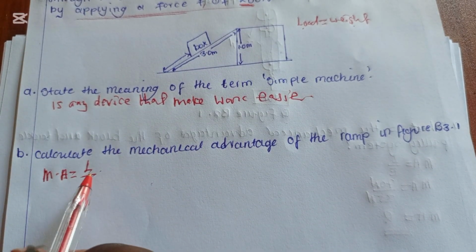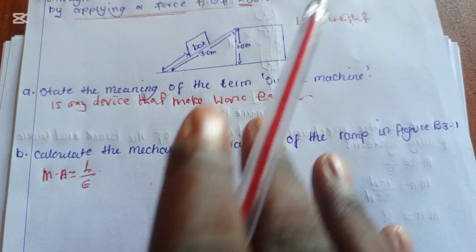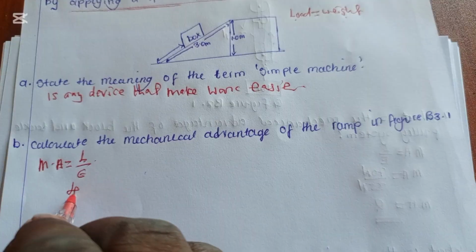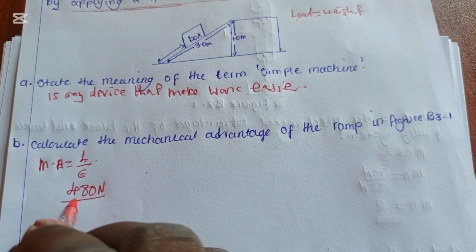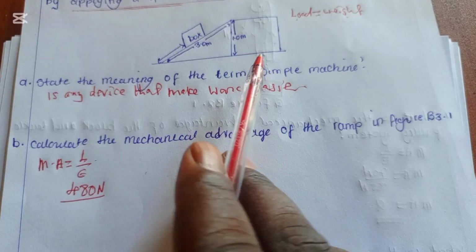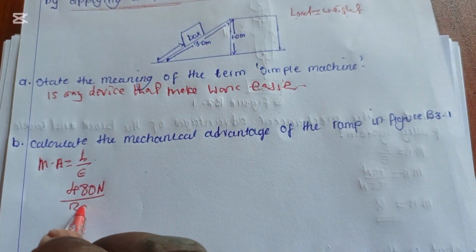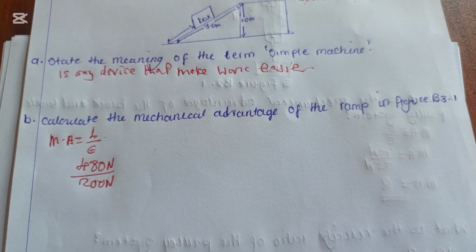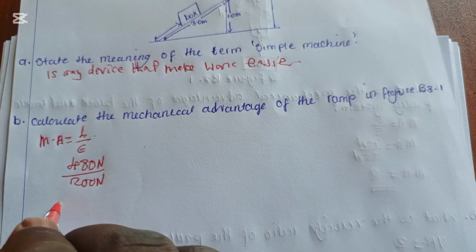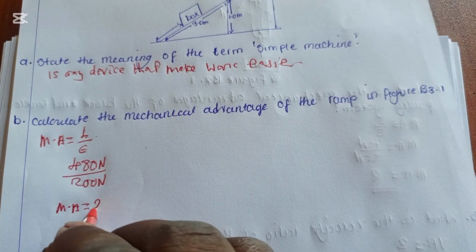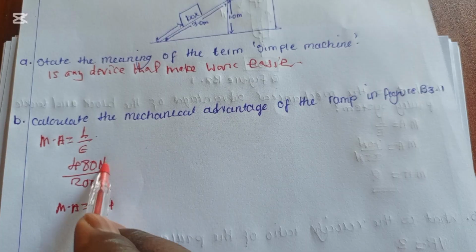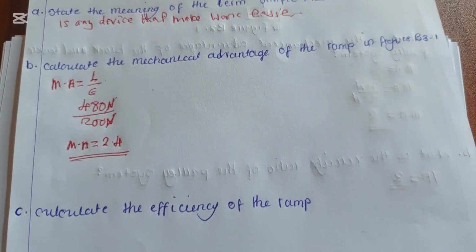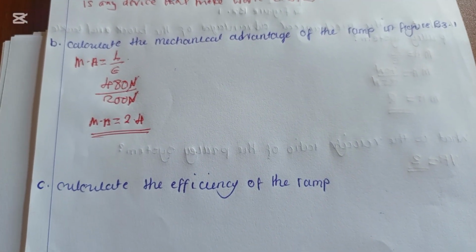As I said, a mechanical advantage is equal to load over effort. Load is the same as the weight of the object. So the weight here is 480, so I put 480 Newton over the effort. The effort is the force applied, which is 200 Newton. When you divide here, we get 2.4. So mechanical advantage is equal to 2.4. Remember, the Newton and Newton will cancel each other, so mechanical advantage has no SI unit.